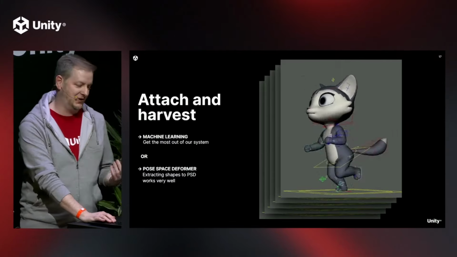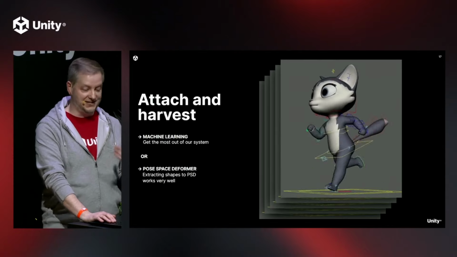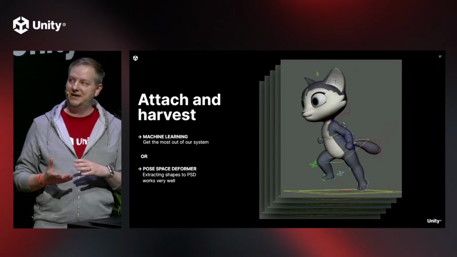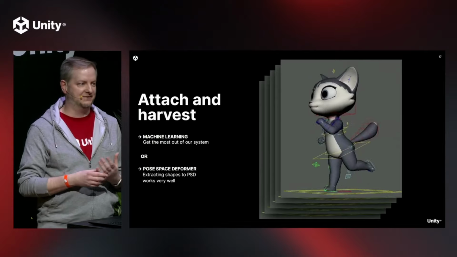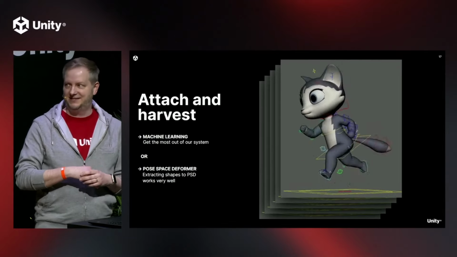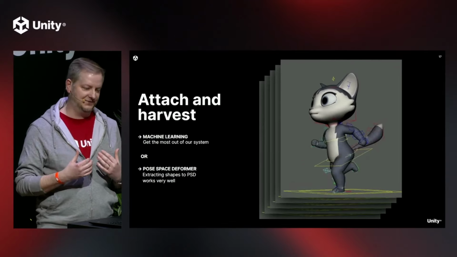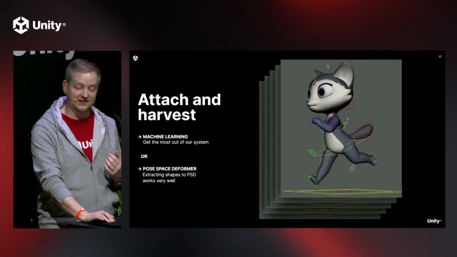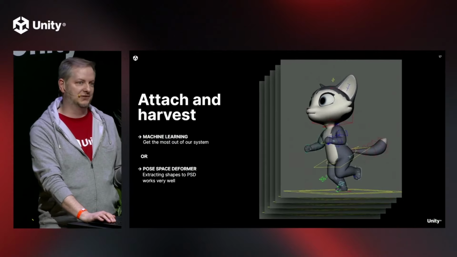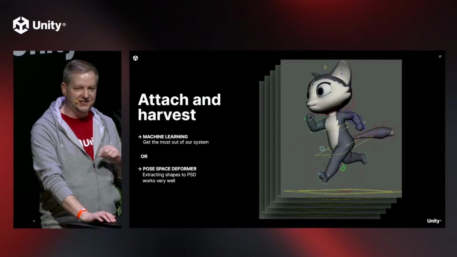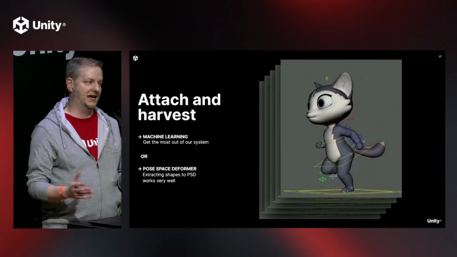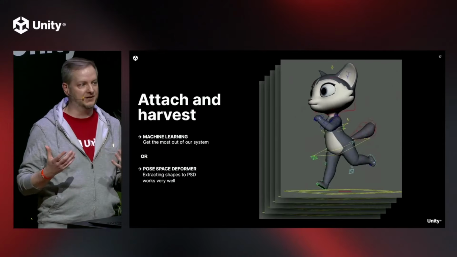Obviously, the best way to do that is to use a machine learning process. That way, we're going to be able to take full advantage of this simulation system and get a seemingly infinite amount of corrective shapes and combination correctives that we can take out of it. But if your studio is not using machine learning yet, you can still extract shapes by hand and input them into a pose-based deformer system.